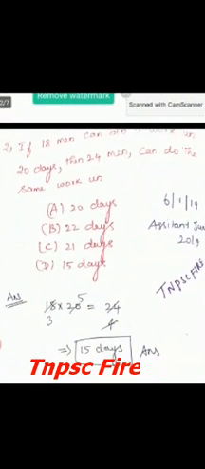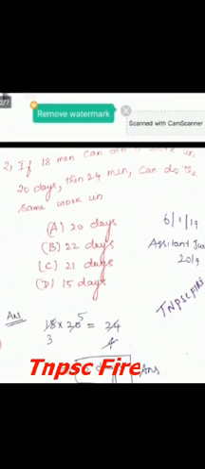If 18 men can do a work in 20 days, then in how many days can 24 men do the same work? Okay, in this question also, the same tricks you are going to use. MDT divided by others equal to what?